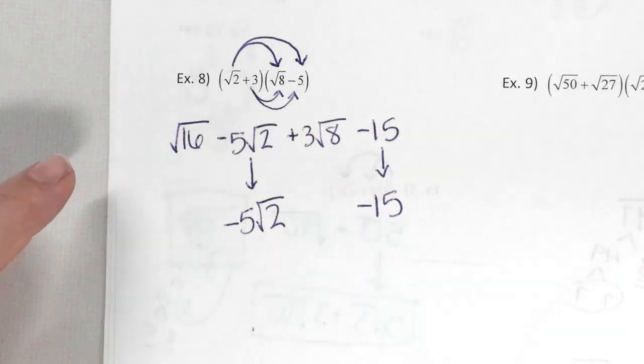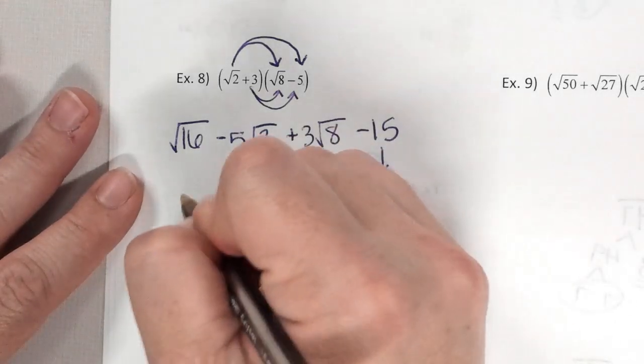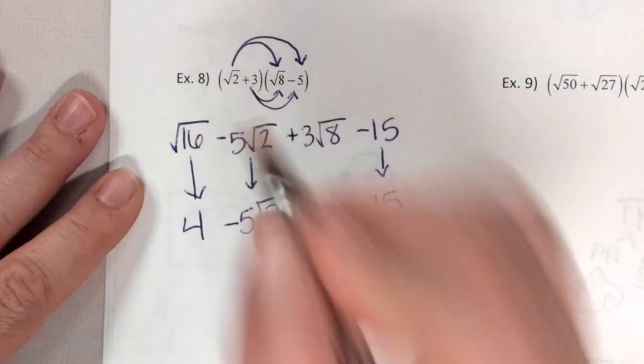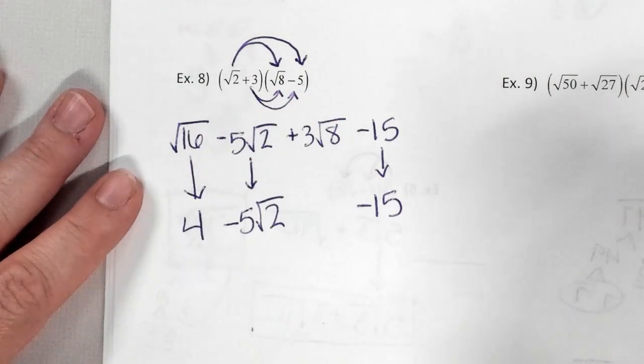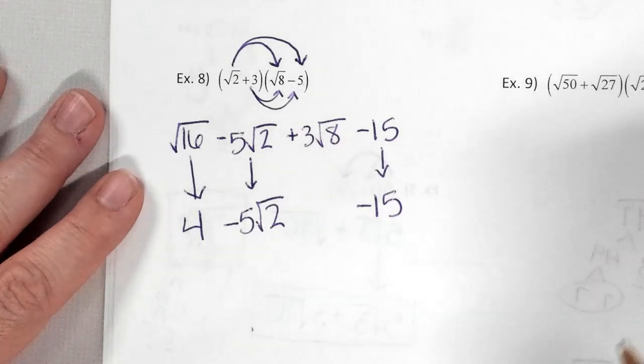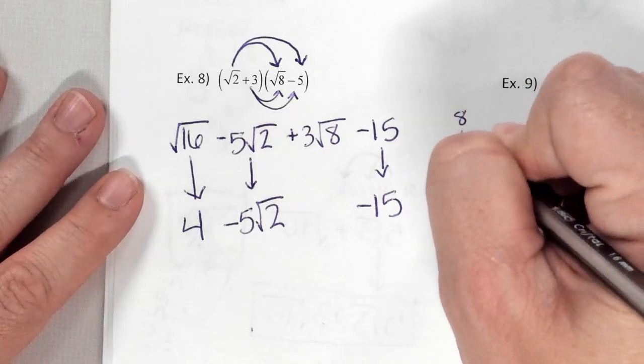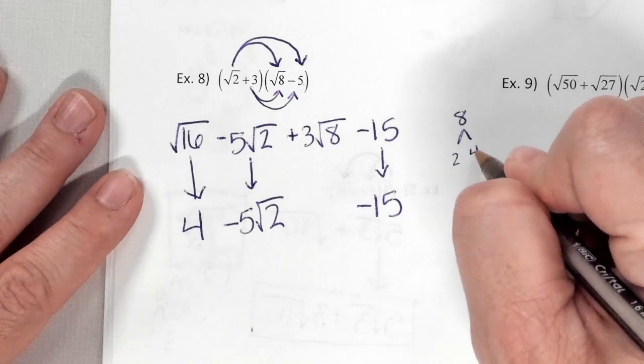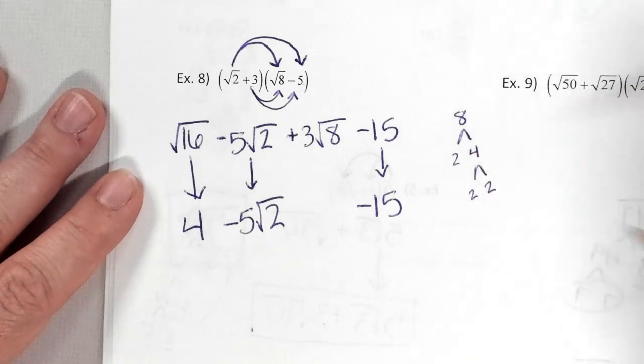What's the square root of 16? 4. It's a perfect square. Now, is 8 a perfect square? No. So we have to break it down. 8 is 2 and 4, which is then 2 and 2.